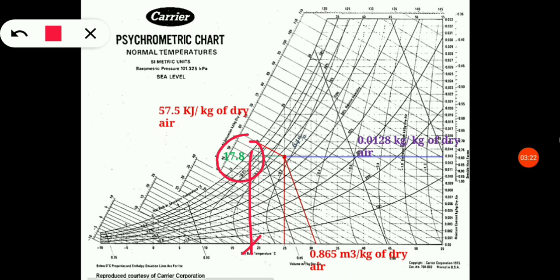That means if the given air in the room is cooled to 17.8 degrees Celsius, then at that particular temperature it will start condensing, meaning the water vapor present in the air will start condensing at 17.8 degrees Celsius for the given air present in the room. Now this will be the dew point temperature for the given air in the room.